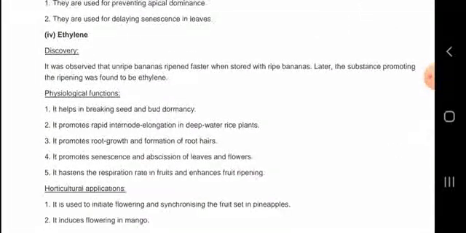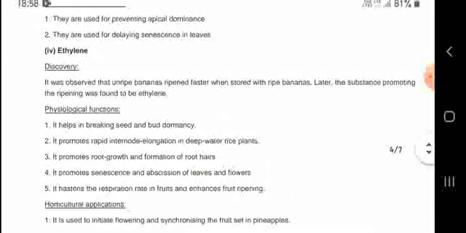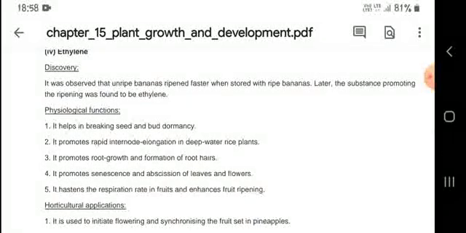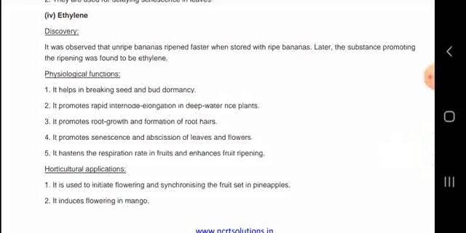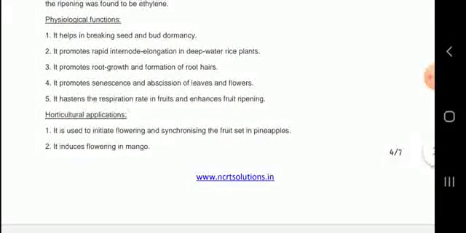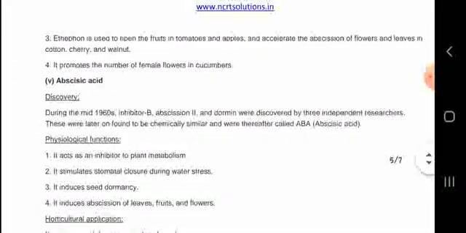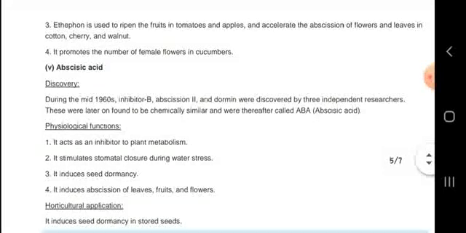Next, ethylene. So ethylene was discovered from the observation that unripe bananas ripen faster when stored with ripe bananas. Next, physiological function, so it helps in breaking seed and bud dormancy, and it promotes rapid internode elongation in deep water rice plants. And horticultural application, so it improves flowering in mango, and it promotes the number of female flowers in cucumber.